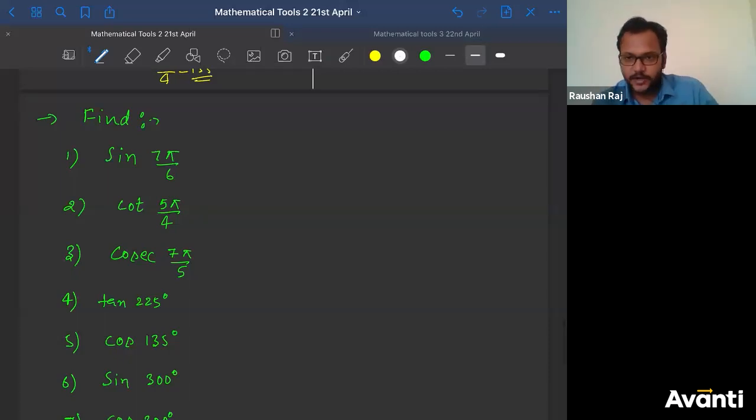7 pi by 6 is surely not an acute angle, correct? Pi by 6 is 30 degrees, and 30 into 7 is what? 210 degrees, right?